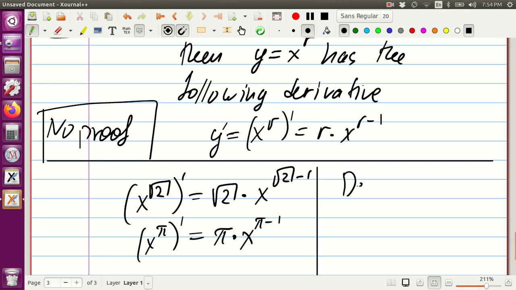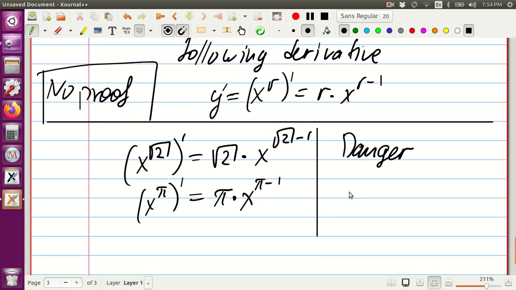The only danger in this is if someone asks you what is the square root of 2 to the pi, what should be your answer? And of course the answer should be 0, because this is a constant.